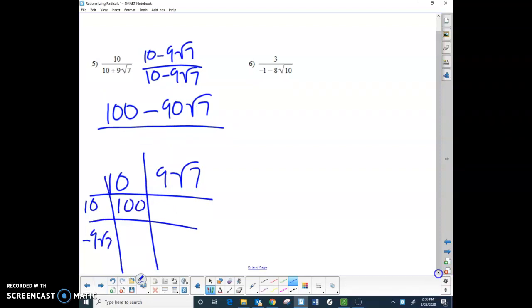Okay, we've got 100, we've got 90 times the square root of 7, we've got minus 90 square root of 7, and we've got a minus 81 times 7, which ends up being 567 when you multiply it out. All right, so you notice these middle terms go away. So on the bottom, I'm left with 100 minus 567. All right, so I'm going to simplify this a little bit.